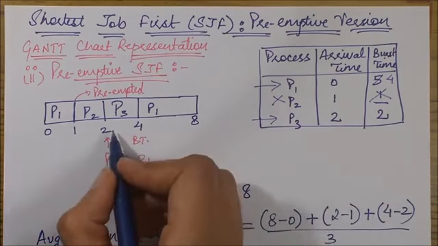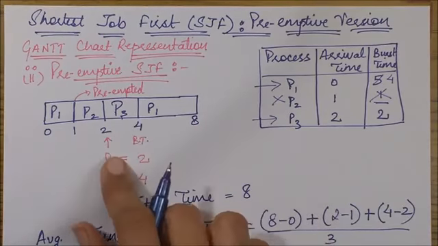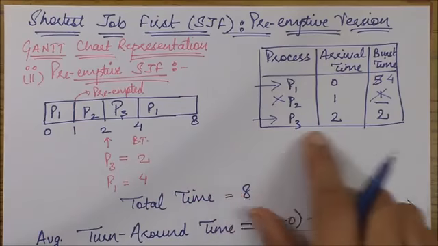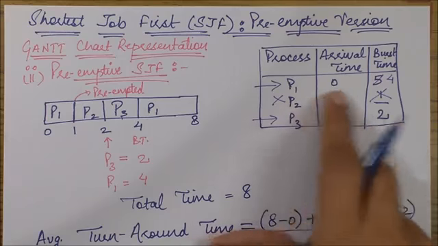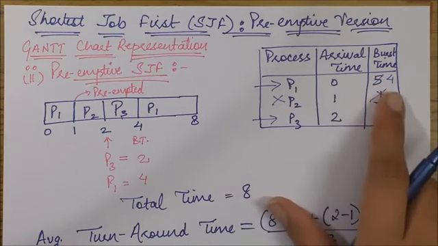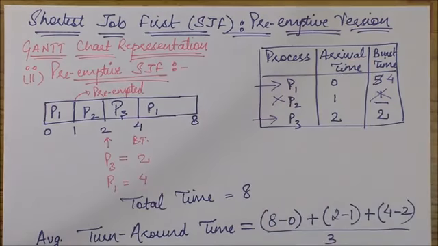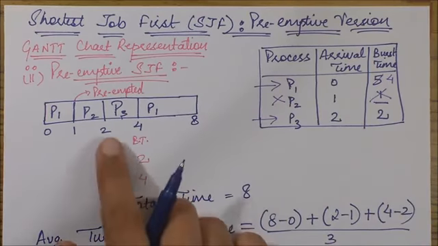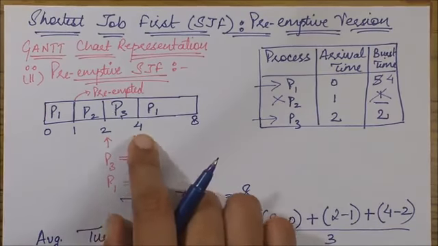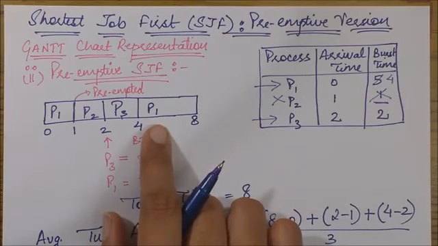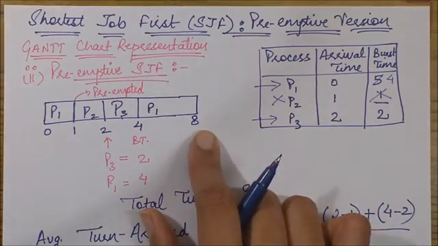We execute, and after 1 time instant, P3 will have only 1 time unit left, and this is going to be reduced. P1, since it is not executing, is going to remain the same. So after we complete P3, we are going to start the execution of P1. Once P3 completes, P1 executes to complete its remaining work of 4 seconds, and it completes at time instant 8.